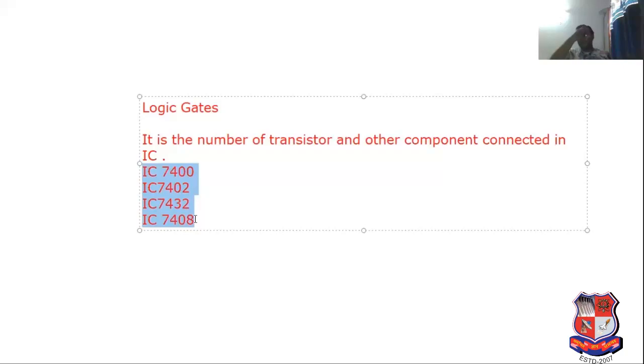I will explain this in the last portion of my lecture. What is the importance of these different ICs? Suppose IC 7400 indicates one gate, and 7402 and 7432 are indicated by different names. So these are the different names of ICs. The structure and symbol of the IC I will mention in the last portion of this lecture.